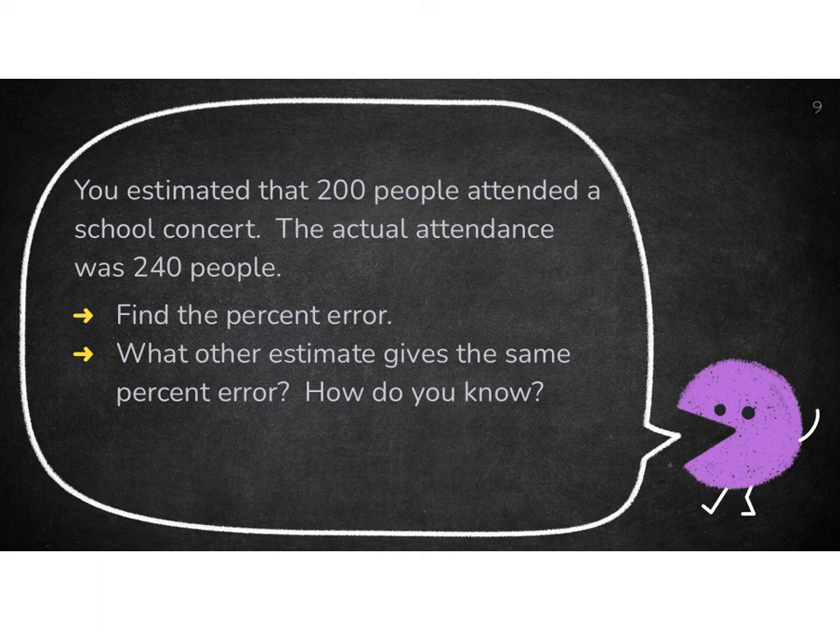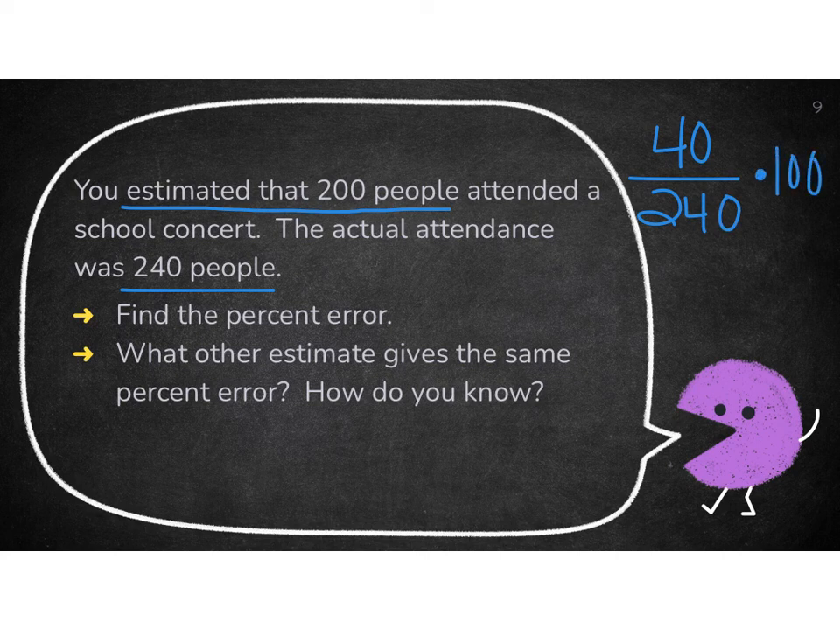You estimated that 200 people attended a school concert. The actual attendance was 240. Find the percent error, and then what other estimate gives the same percent error? How do you know? So first, let's look at the information we're given. You estimated that there were 200 people, but the actual amount was 240. First, we need to find the difference. 240 minus 200 is 40. So the difference in the amounts is 40. We divide that amount by the actual amount, which is 240, and then we'll multiply that by 100 to convert it to a percent.